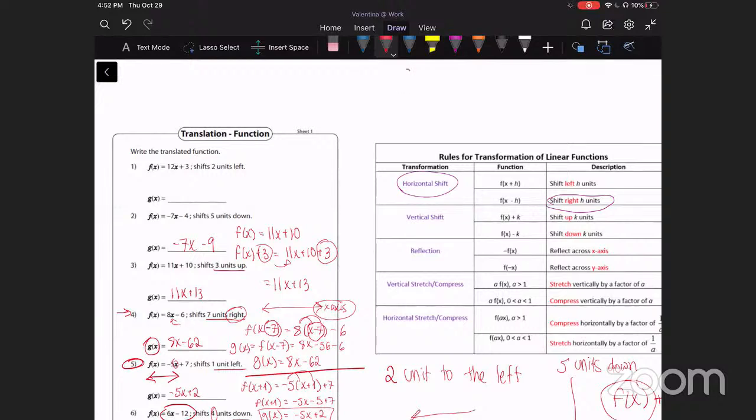Okay, so left, right? F of x equals 12x plus 3 shifts 2 units left. So looking at our transformation, what do we have to do? We have to do positive or negative? What do you think? You have to add. Okay, we have to add, right? Because we're moving horizontally. Okay, awesome.